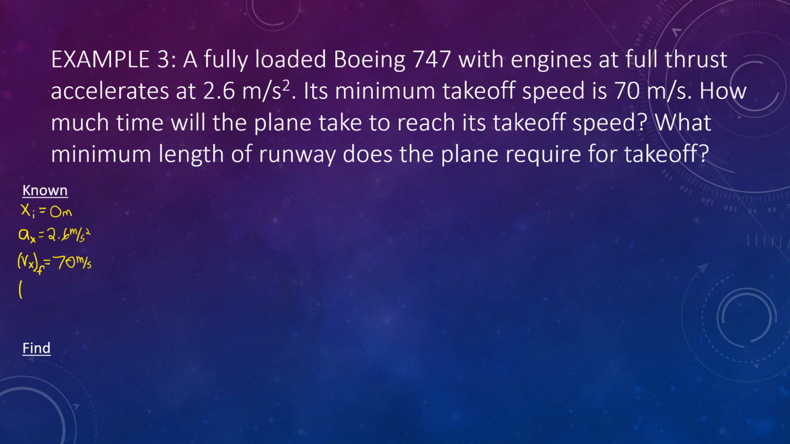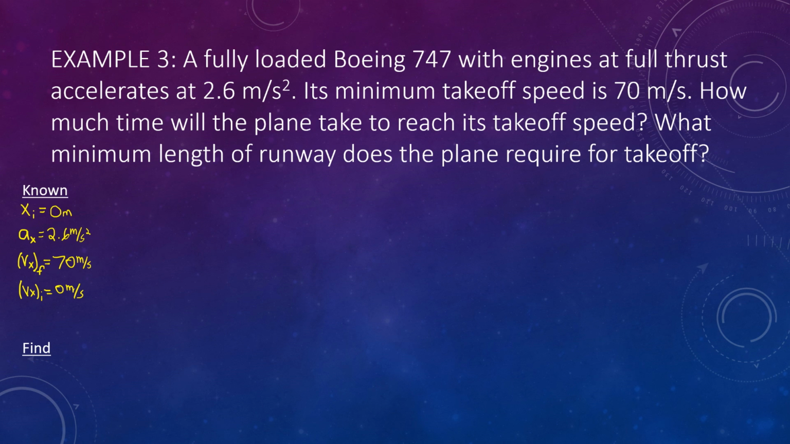We can assume that on the runway we start at 0 meters per second. Right? You're sitting at the front of the runway. You then accelerate at a rate of 2.6 meters per second squared until you reach your 70 meter per second takeoff speed. So this is the setup for this problem. This is what we know so far.